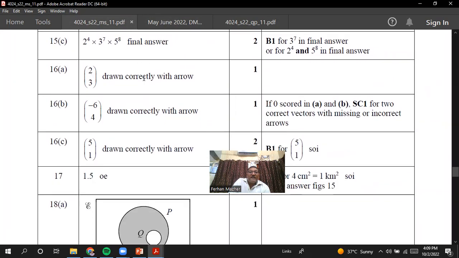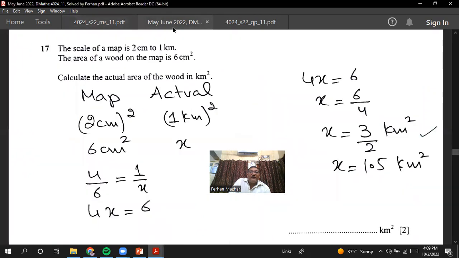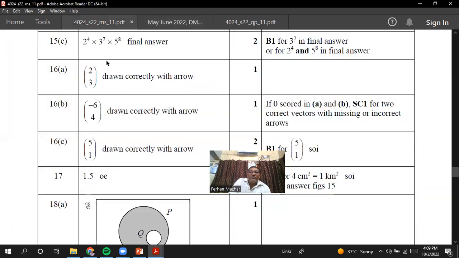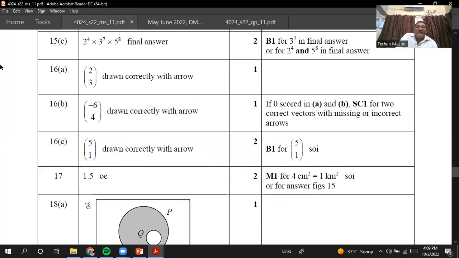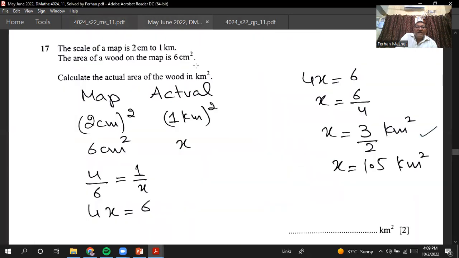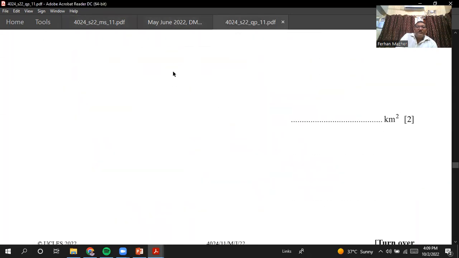So we are at 16, 16b, 16c, and then you have 1.5. So what was our answer? 1.5 kilometers square. So our answer is right. So that was question number 17. Okay, so we are going to the next question.